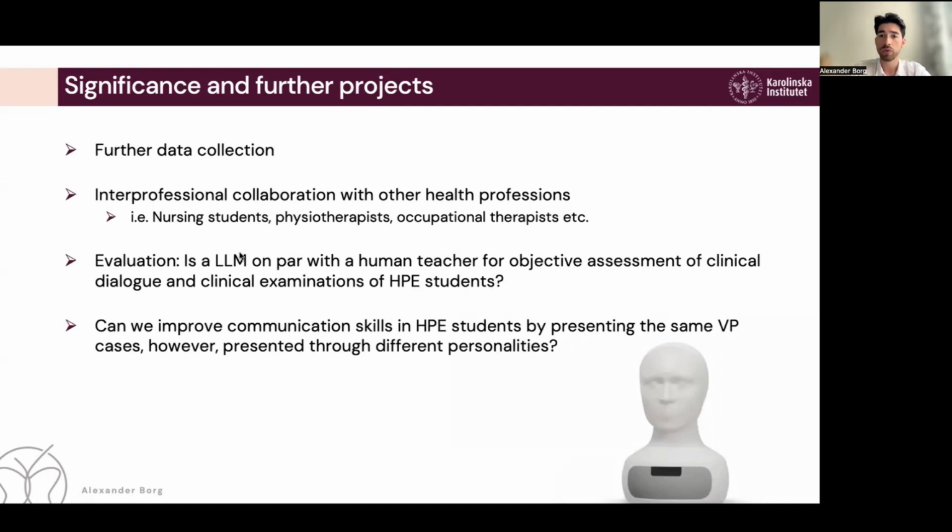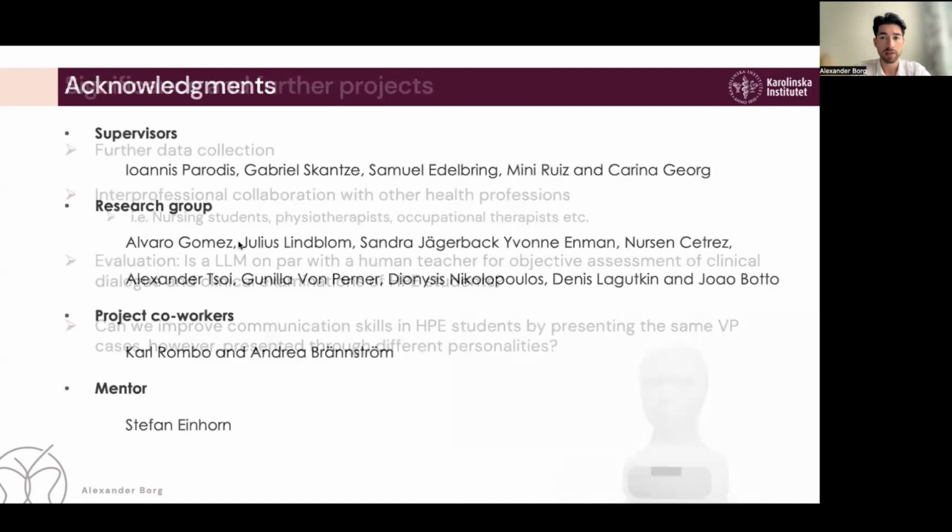We also plan to include aspects of interprofessional collaboration to explore if early implementation of such aspects can be included in our simulations. We will also continue to explore this large language model-based evaluation of dialogue in order to compare that to a human teacher for objective assessment of clinical dialogue. And finally, we want to explore if communication skills can be improved through virtual patient practice using the social robot when using the same case, however, through different personalities.